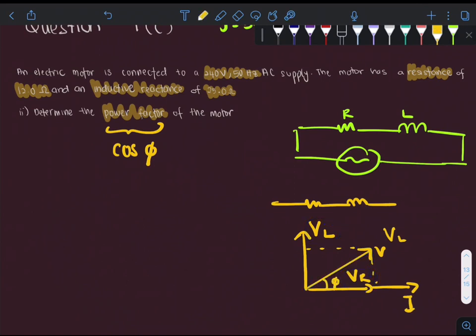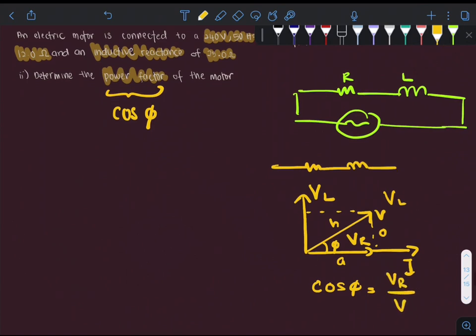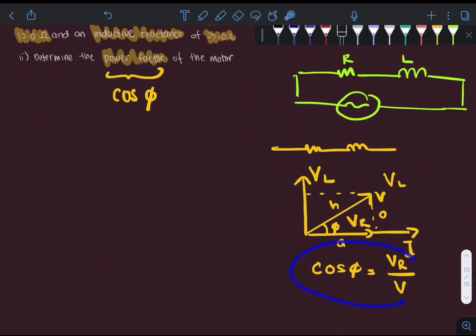The phase angle here, phi here, can be calculated using the trigonometry opposite, adjacent, hypotenuse. Since we are looking for the term power factor, which is cos phi here, it is adjacent over hypotenuse, which is VR over V. Okay, so this is how we deduce the equation for cos phi based on the phasor diagram.